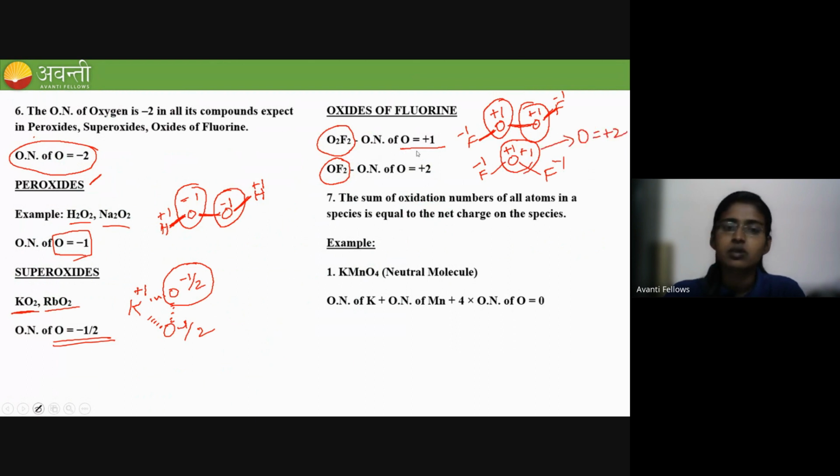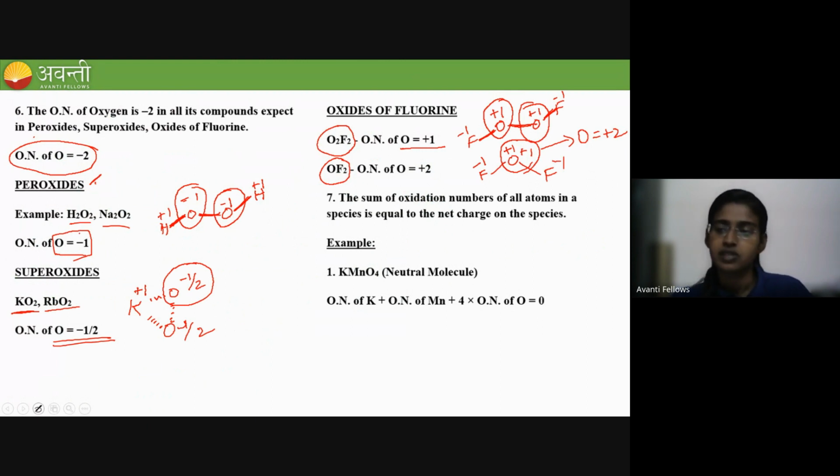Okay. So only when oxygen is bonded with fluorine, it will have a positive oxidation number. In all other cases, it will have negative values only, but that negative value will change for peroxide and superoxide as -1 and -1/2. Okay. Rest all other compounds will have -2 as the oxidation number for oxygen.